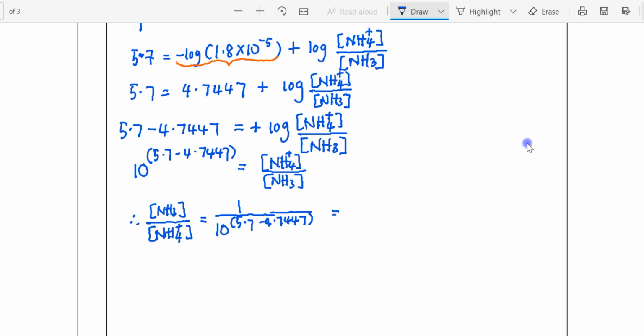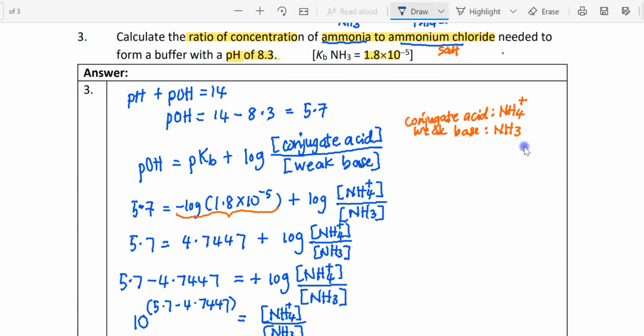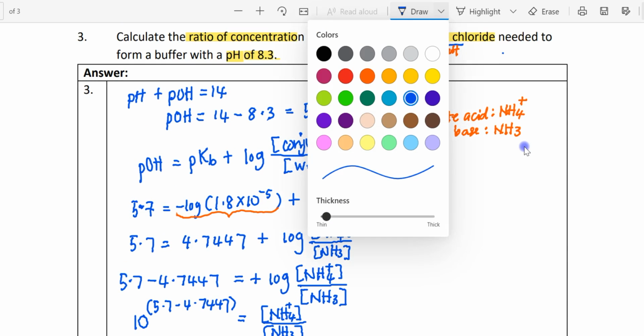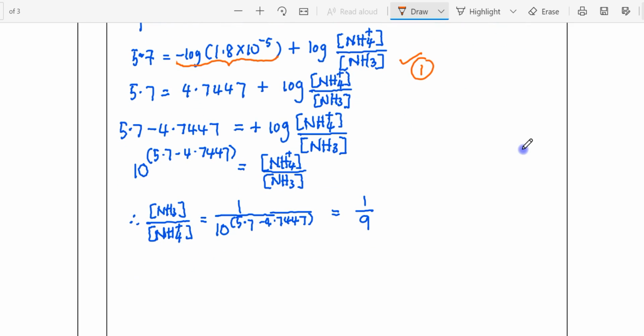Okay, and finally we will get 1.9. How many marks do you get from this calculation? Alright, the first mark is for calculating the value of pOH, the first equation, and then the value of pOH, 1 mark. Henderson-Hasselbalch equation, 1 mark. Substitution is another 1 mark. And lastly, the final answer, 1 mark.